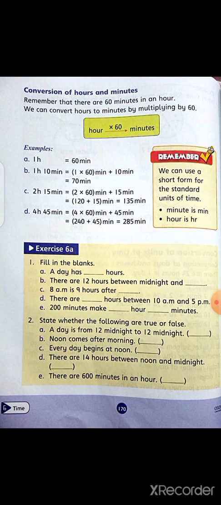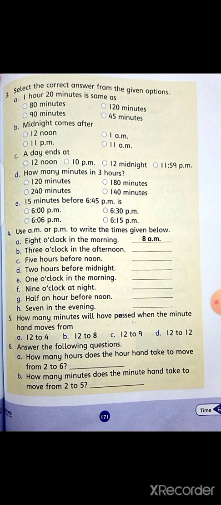On page number 171, question number 3, select the correct answer from the given options. There are 4 options for each one, and you have to select the one correct answer. You will circle it. You will write all the answers in the book.